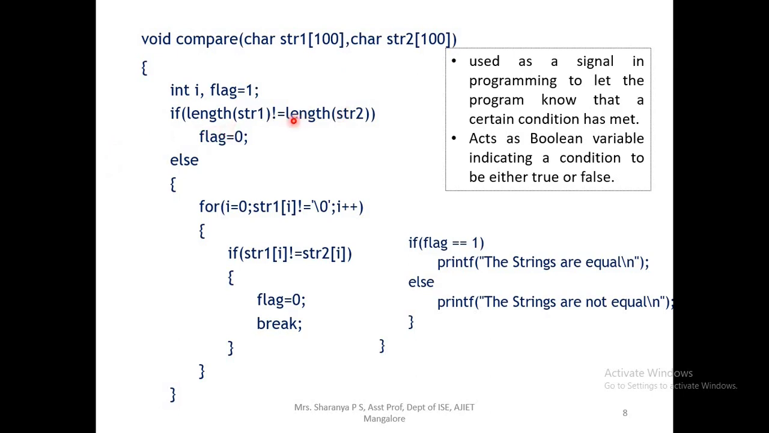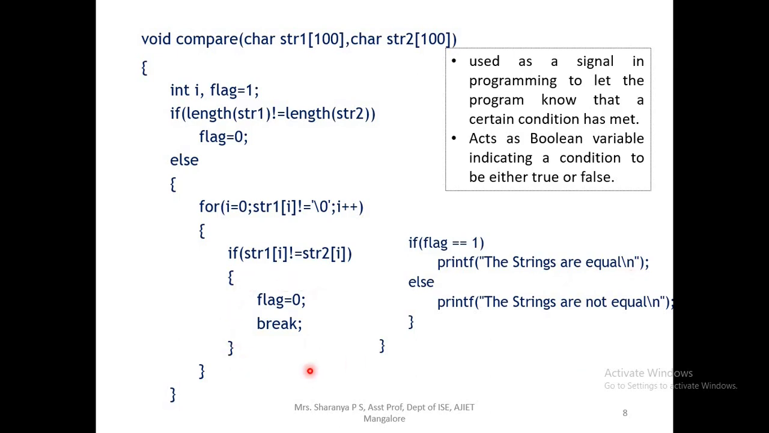And here it checks whether the lengths of the strings are equal. If it is not equal, we are setting the flag to 0. And if the lengths are equal, then only it moves to the else part. That is, it is going to check character by character. If all the characters are equal, then this flag which was set initially will remain with value equal to 1. So it finally prints strings are equal.